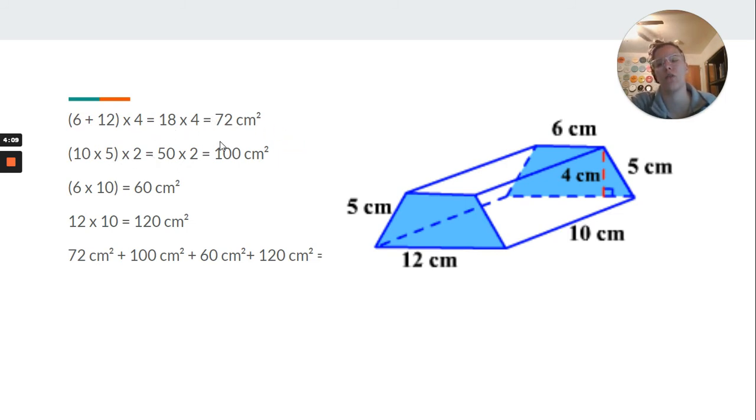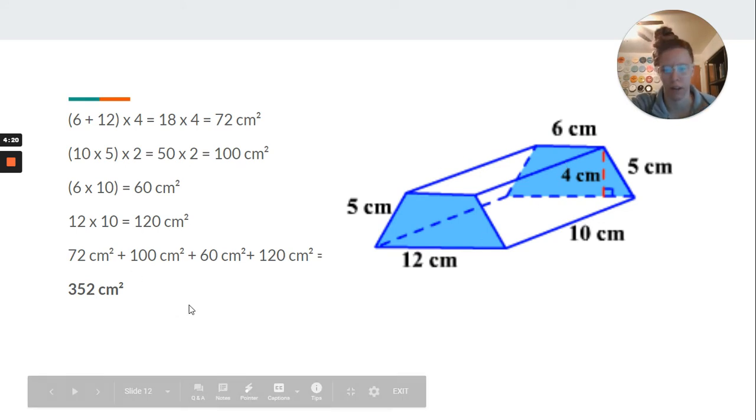10 times 5 times 2 is 100. 6 times 10 is 60. 12 times 10 is 120. And then we'd add all those together again to find our total surface area. And we get 352 centimeters squared.